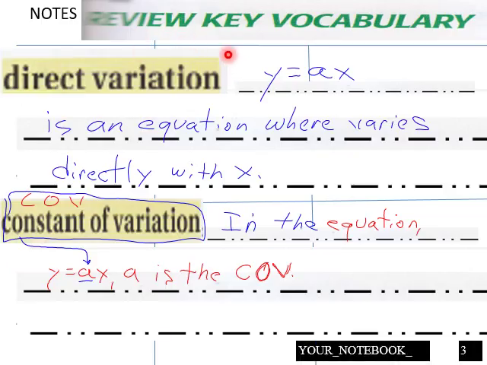Okay, students, here is your key vocabulary that goes in your notebook. Put this in your notebook, students. And here are your definitions. Direct variation, y equals ax, is an equation where y varies directly with x. And then constant of variation: in the equation y equals ax, a is the constant of variation. Here is your constant of variation. Write these down, put these in your notebook, so when I check your notebooks on Friday, you'll have them in there.